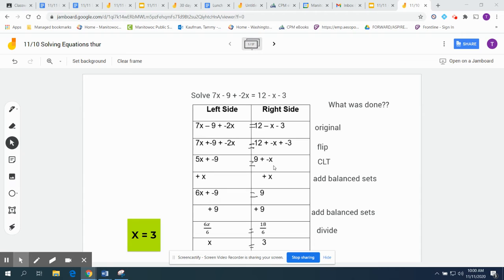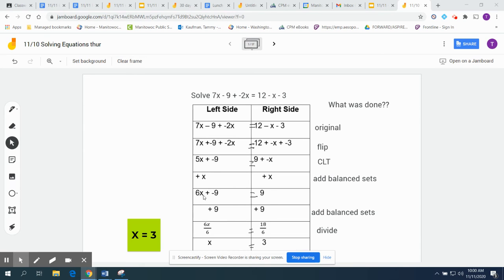So now I'm at the point where I have 2 terms on the left side, 2 terms on the right side. So I have x's and unit tiles on the left, x's and unit tiles on the right. I need to get all those x's on one side and all the unit tiles on the other. So I start by moving my x's. I like positive x's, so I'm going to get rid of this negative x by adding an x to each side. I'm adding a balanced set, and I get 6x plus negative 9 is equal to 9.